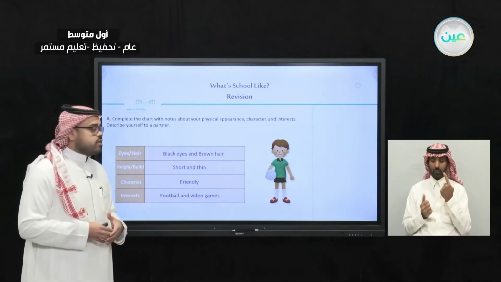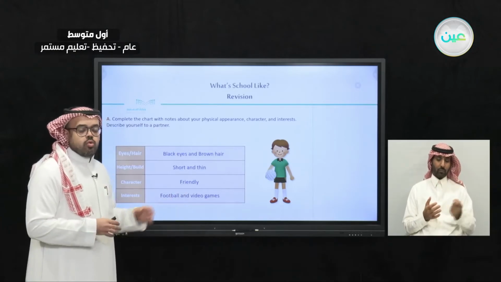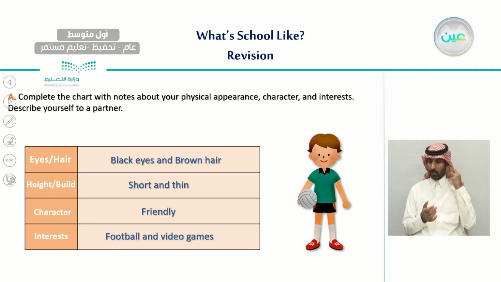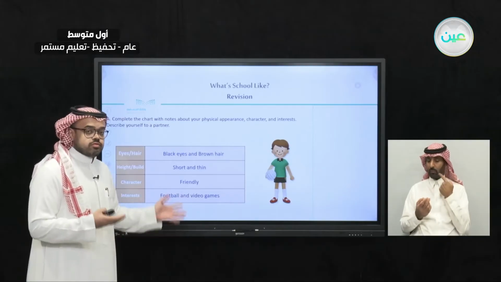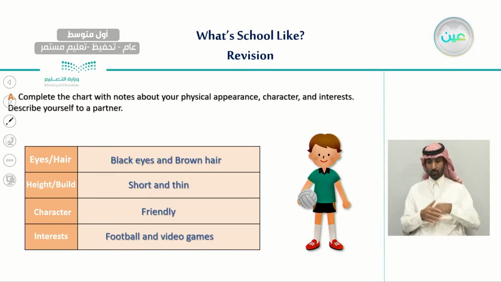The first one was about this boy, to complete the chart with notes about the physical appearance, character, and interest. And we gave an example of this boy. We wrote down his appearance in terms of his hair and his eyes. We said he has black eyes and brown hair. And for his height, we said he is short and thin. About his character, we imagined that we know this person and we said that he is friendly, and his interests are that he likes football and video games.